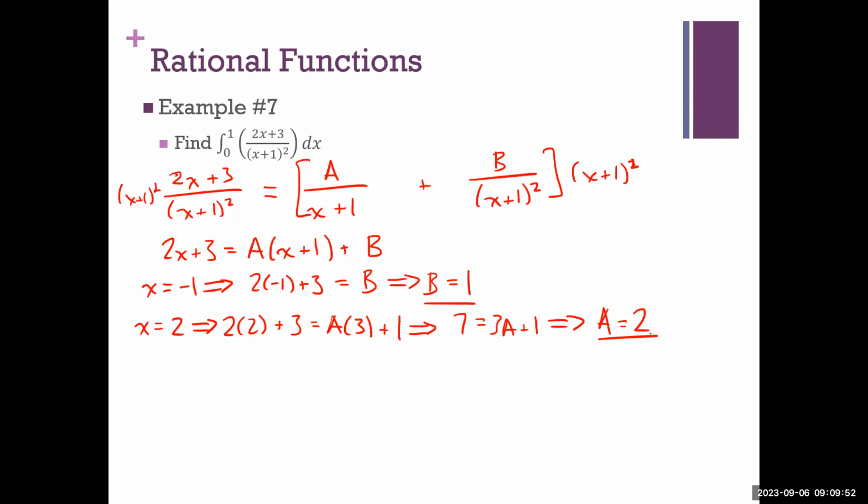I don't think it matters what you plugged in for x there. Once you choose a value of x, the only unknown that's going to be left in that equation is going to be a. All right, so I have a, I have b. So what can I do with those things? Right, so now I've basically traded the integral we started with for this new one, which is 2 over x plus 1 plus 1 over x plus 1 squared.